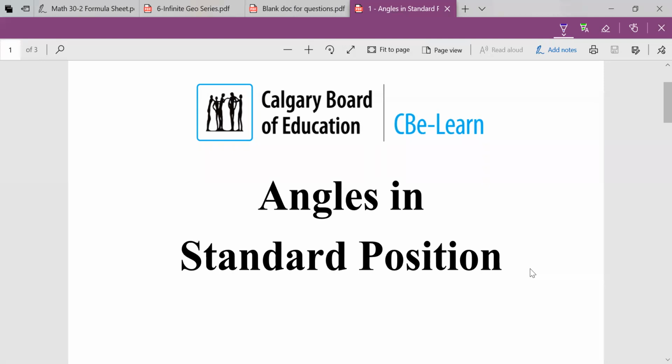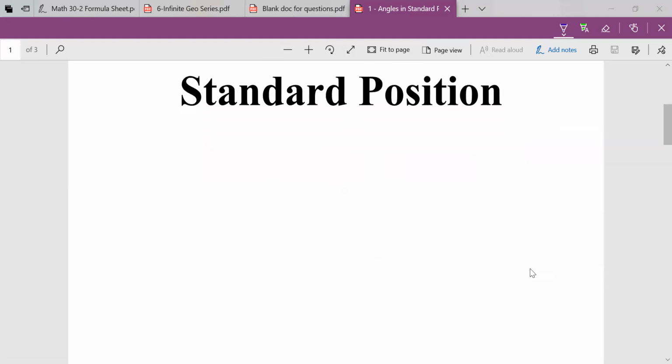Here's a quick lesson in trigonometry about angles in standard position. First thing I want you to do is make sure that your calculator is in degree mode. So go into your settings and make sure you're in degree mode, not in radian mode. We'll talk about radians in grade 12.